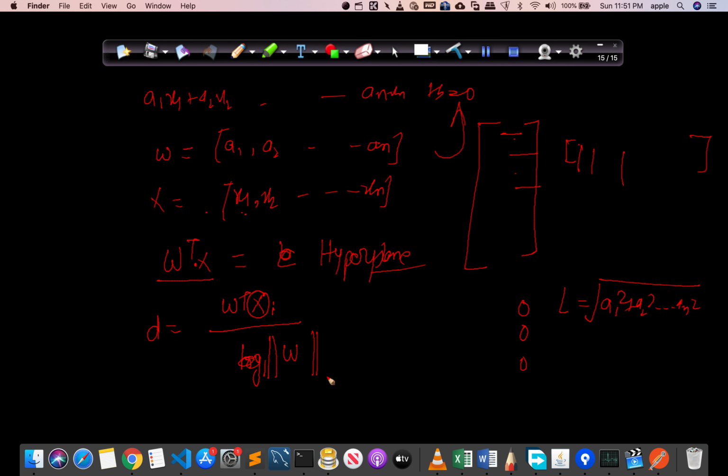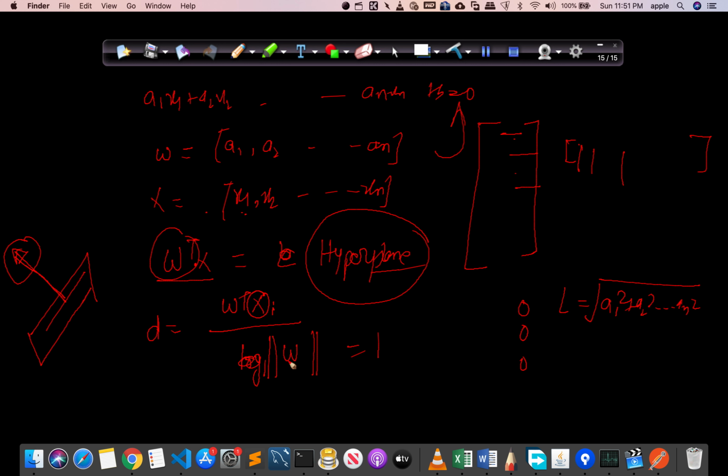Okay. Now for our purpose, what we will assume is mod of W is 1, which means that this hyperplane is a unit vector. The hyperplane is a unit vector. And what is unit vector? What is W? Suppose this is our plane. Then what is W? W is the perpendicular vector to this particular plane. We have all seen in our class 11 and 12 that W, or the equation of the plane, is always the vector which is perpendicular to the plane. So we will take it as unit vector.